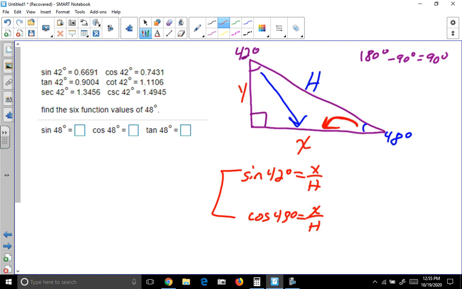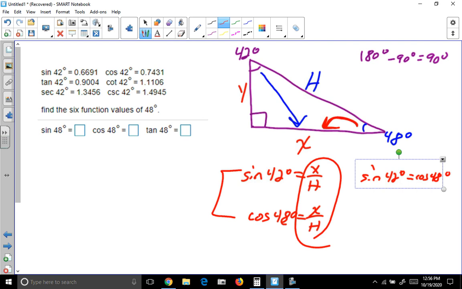So sine of 42 and cosine of 48 have the same sides involved. From 42 degrees, the opposite side is x. From 48 degrees, the adjacent side is x, and they both have the same hypotenuse. So that means that sine 42 degrees and cosine 48 degrees are going to be the same. So if we're asked what is cosine of 48, cosine of 48 is the same as sine 42, which is 0.6691.